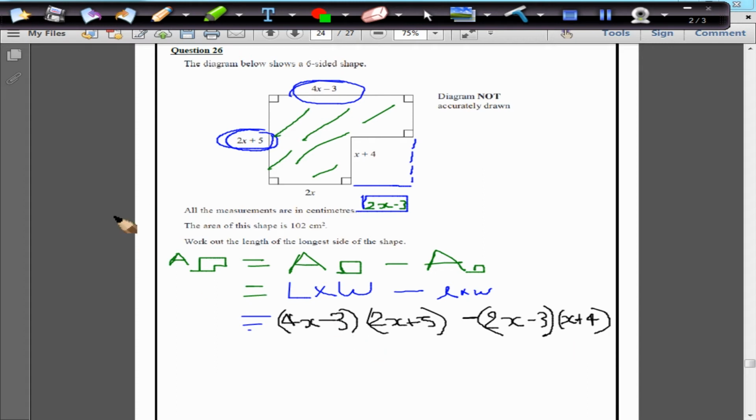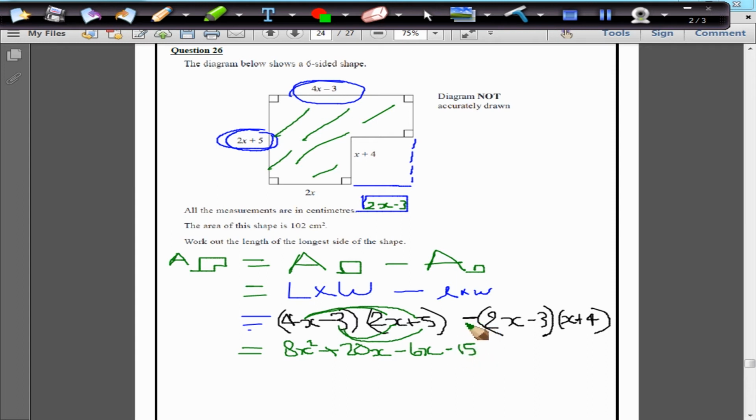Right, we need to multiply these out. Ramiza, can you help me multiply these out? Since you've got the exam tomorrow, you should be able to help. 4x times by 2x will give us 8x squared. 4x times by plus 5 will give us plus 20x. The sign comes with the question. Minus 3 times by 2x gives us minus 6x, and minus 3 times by plus 5 is minus 15.